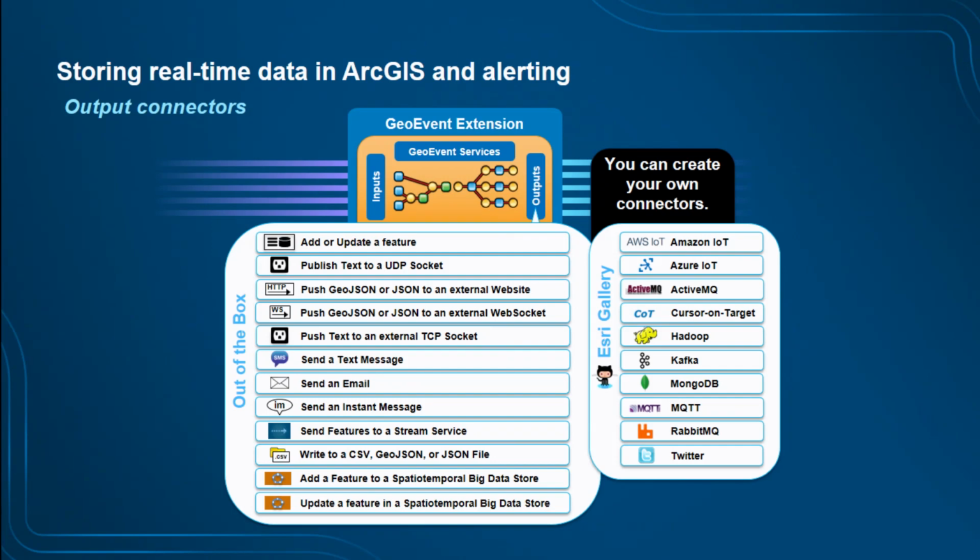In addition, there's also a GeoEvent Java-based SDK, so you can create a connector of your own if these connectors listed here do not meet your requirement. Similar to the input connectors, you also have output connectors. So GeoEvent Server disseminates real-time and analytic results using output connectors. There are a number of out-of-the-box output connectors with GeoEvent Server, as you can see here on the left.